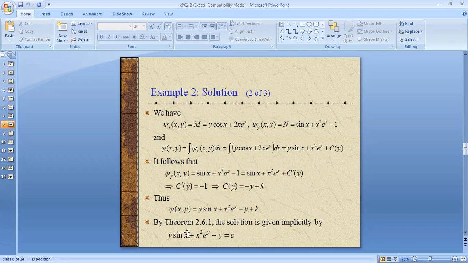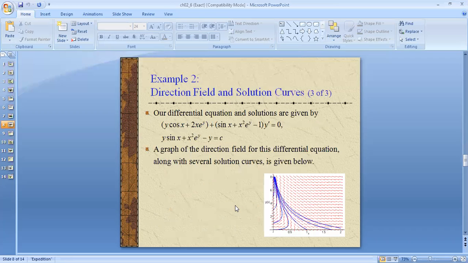Just y sin x, integrating M with respect to x, we get this part. And in N, the term without containing x is this only one. Okay, minus 1. So integrating this we get this, and this will be equal to c. This is actually our required solution of the given differential equation.